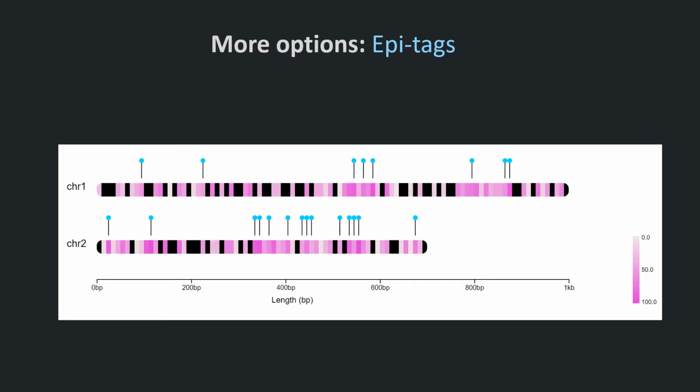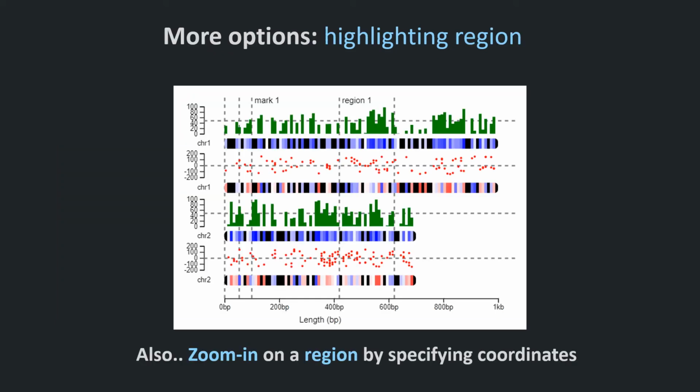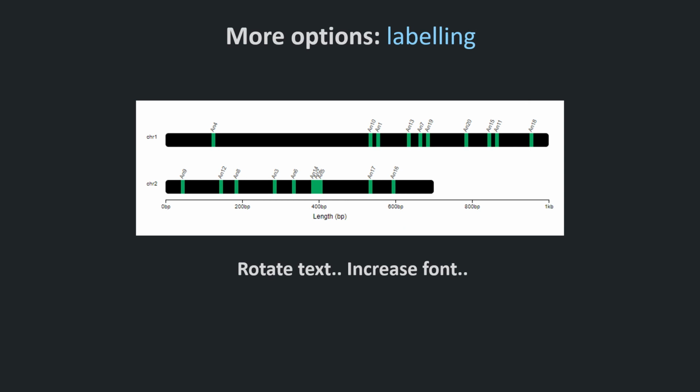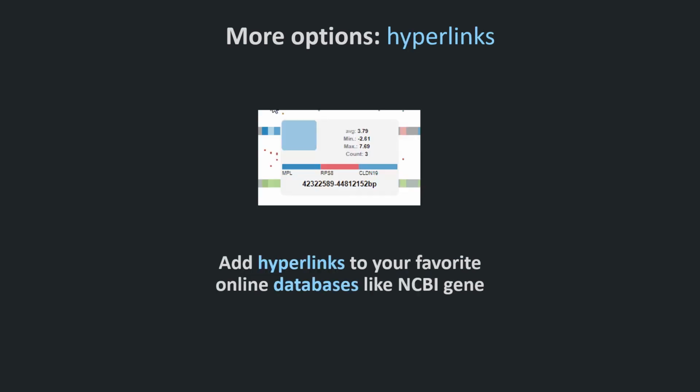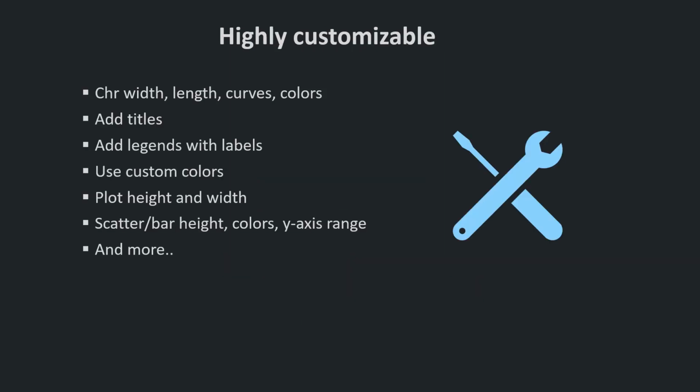I will now briefly go through some other functions of chromoMap. You can tag loci using the epi tag function. You can highlight a genomic region and further zoom in on it. You can add labels to the plot. You can also add hyperlinks to the annotations. chromoMap provides several customization options to create desirable plots.